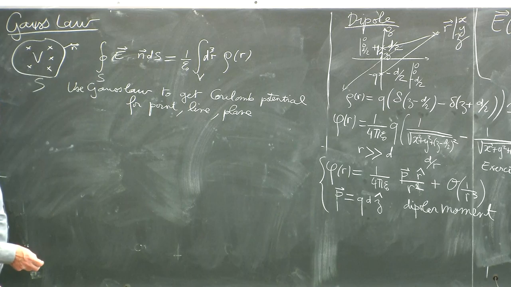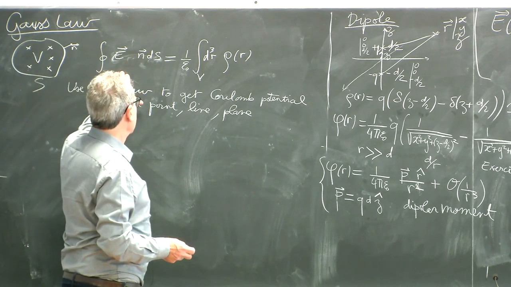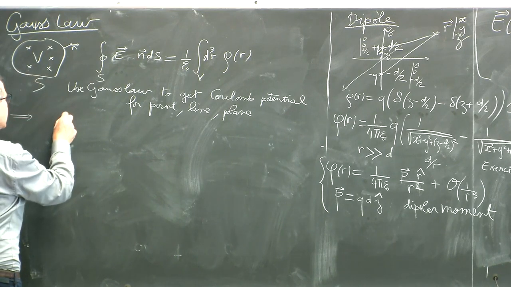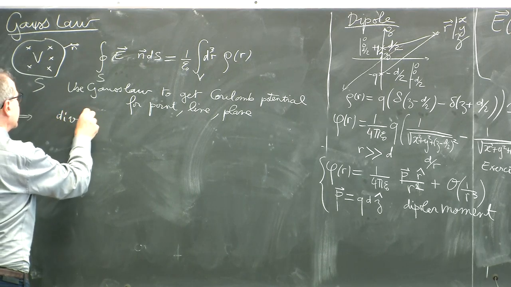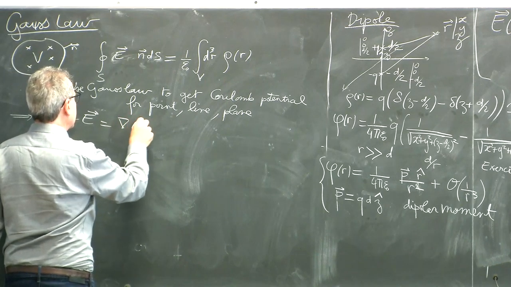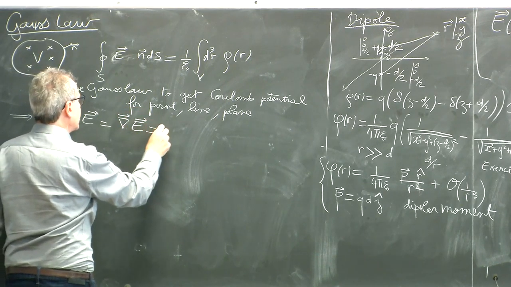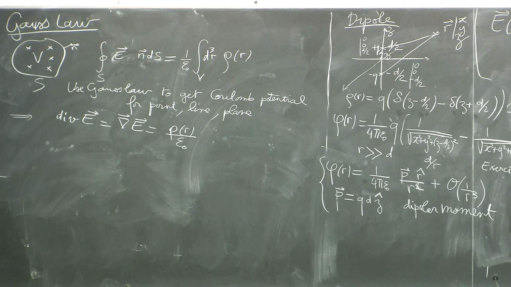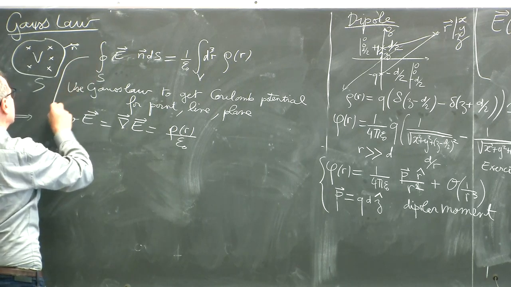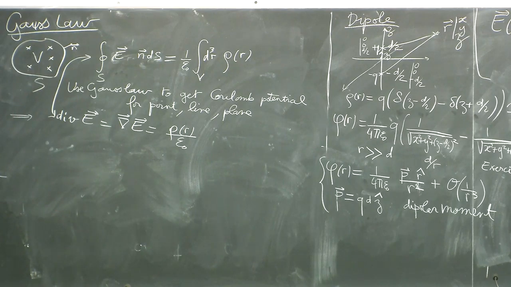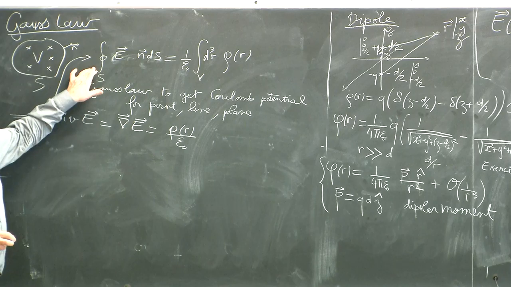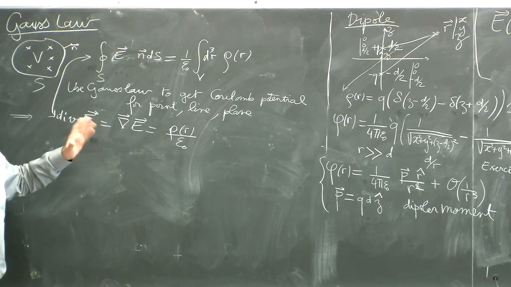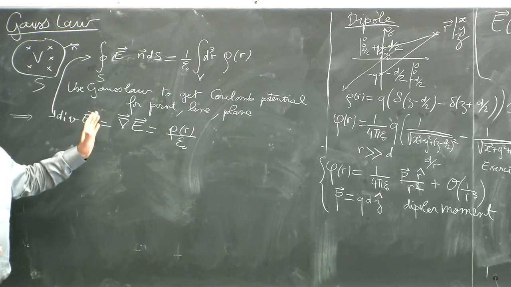Okay, and from Gauss law, you can deduce the fact that the divergence of E, the electric field, is equal to rho of r divided by epsilon zero. So these two are strictly equivalent. This is the integral formulation of Gauss law, and this is the differential form of Gauss law. You probably all saw that in your course of electrostatics, right?